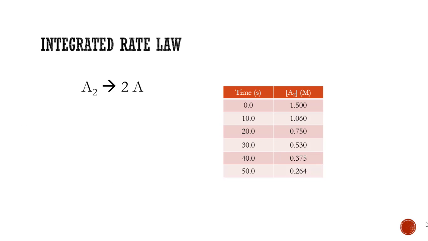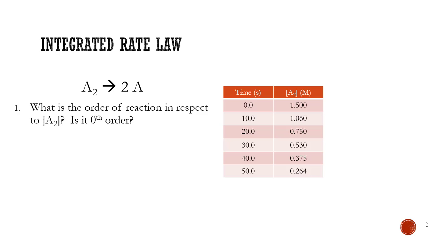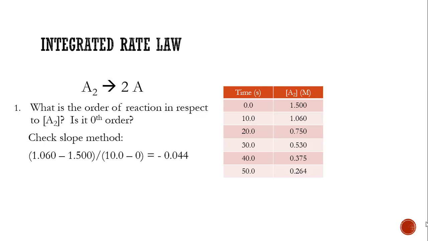So for an imaginary reaction, if A sub 2 becomes 2A, this data is collected. The first question: what is the order of reaction in respect to A sub 2? Try to figure this out. Come back and I'll walk you through it. Go. The answer is first order. You start by saying, is it zero order? I would use the check slope method.